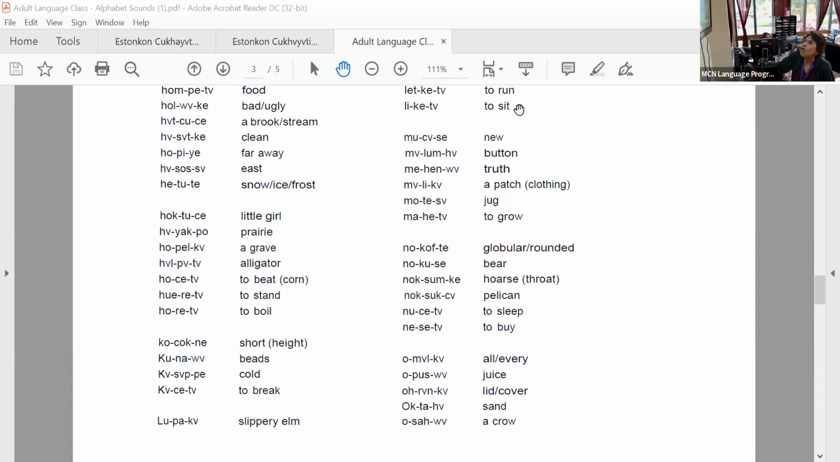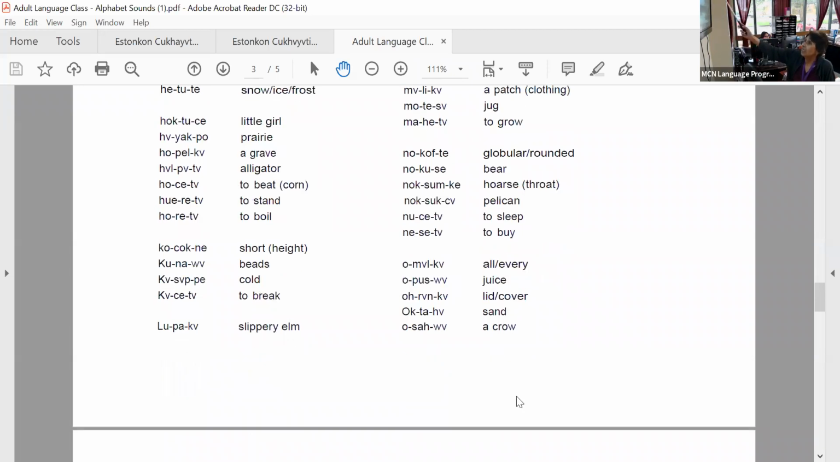Omalga. O. Here. Omalga. All or everybody. Obushwa. This one can be used with tomatoes, tomato obushwa, yalaha obushwa, basko obushwa, orange juice, grape juice. So you can do that. Othanga. Othanga. Letter of cover. Oktaha is said. Oktaha. Osawa, a crow. Look how many words there are, guys.